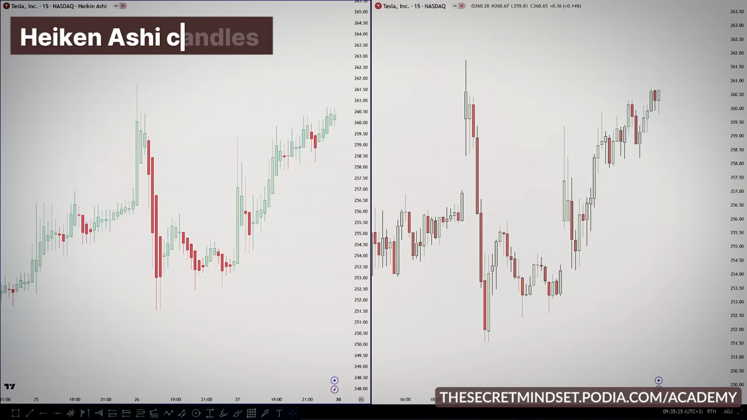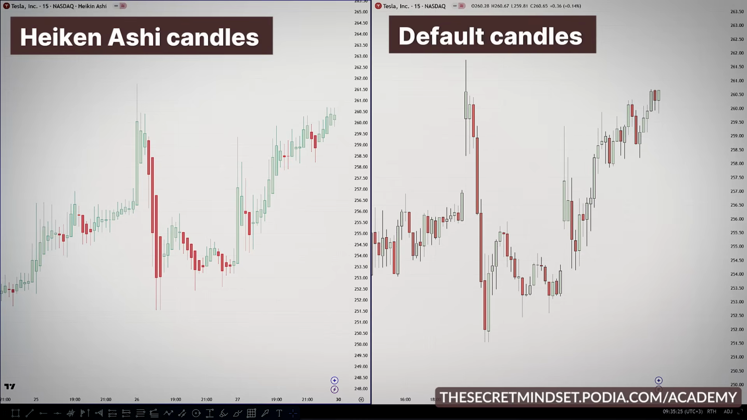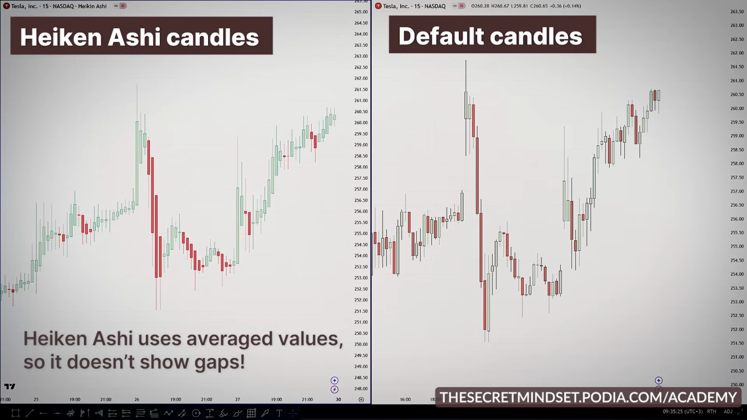One key difference between Heikin Ashi and traditional candlesticks is how they handle gaps. Because Heikin Ashi uses averaged values, it doesn't show gaps between trading sessions. This can be both an advantage and a disadvantage, depending on your trading style. If you're trading a market where gaps are important, like stocks or forex, you might want to use Heikin Ashi in combination with traditional candlestick charts.